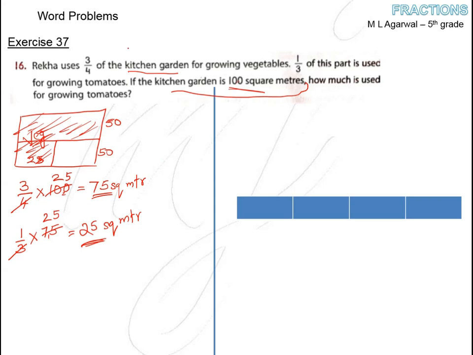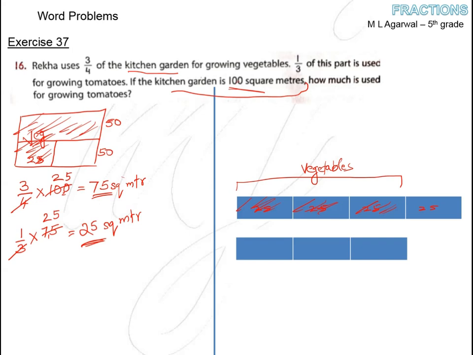Now let us try with the help of a block diagram. So I will say that 3/4 of the kitchen garden is used for growing vegetables. So 100 square meters is divided into 4 equal parts. So I can say each part is 25, 25 50, 25 75 and 25 100. This is my whole kitchen garden. Correct? And we are saying 3/4. So I will say this 1, 2 and 3. So how much? 75. Correct? Here also we got 75. So 75 is used for growing. This much is 75 for vegetables.